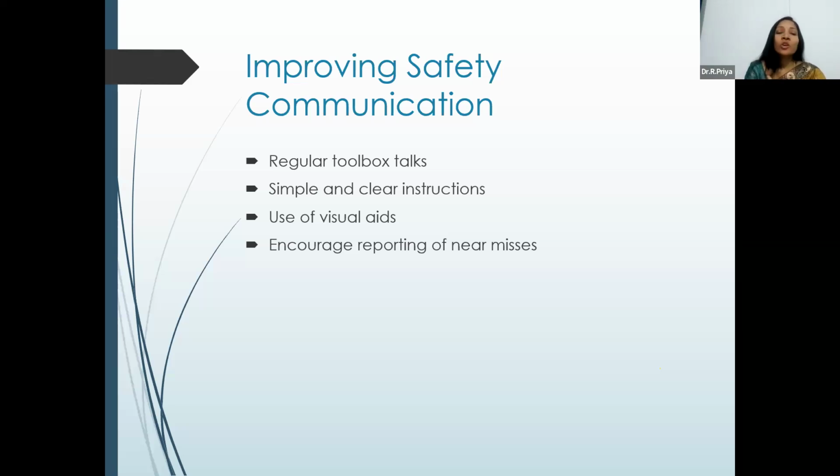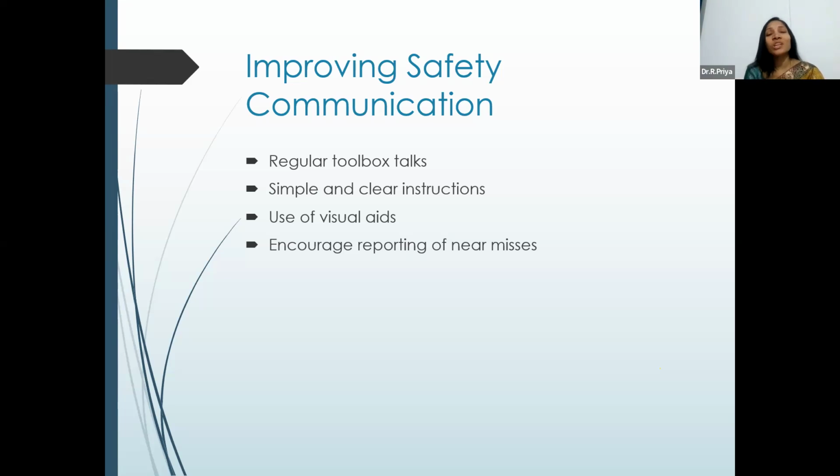Then use of visual aids. Some visual aids are such as posters, symbols, color codes and diagrams. They help communicate the safety message quickly and effectively, especially in noisy and multilingual environments. So the color-coded pipelines in a chemical plant help the engineers and workers immediately identify the hazardous substances and take the appropriate precautions, right? These many things the engineers only need to think about and implement.